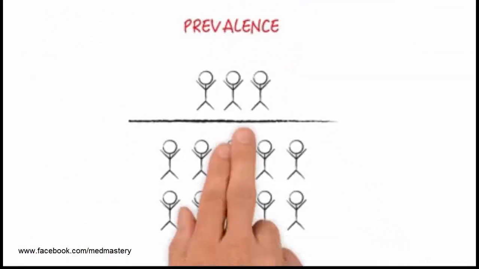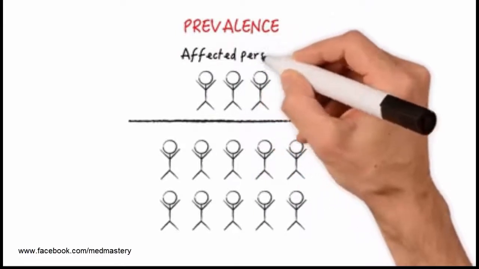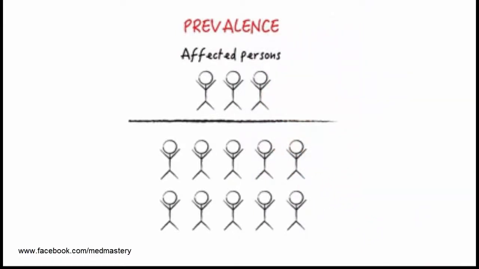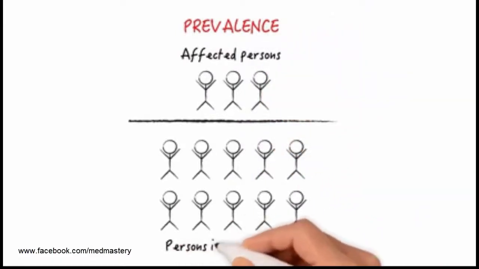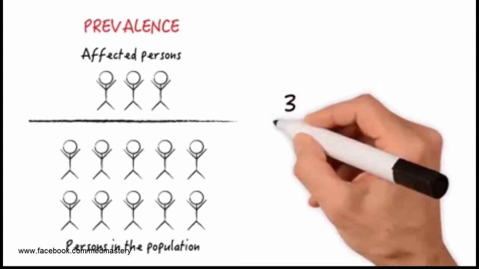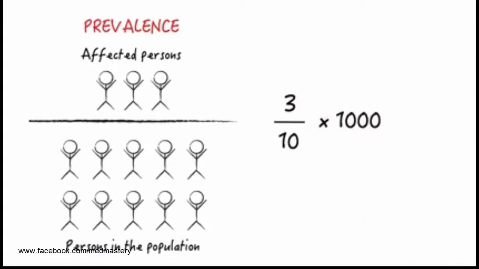Now what about prevalence? Prevalence is defined as the number of affected persons in the population divided by the number of all persons in that population at a specific point in time. So in this fictitious example, it would be 3 divided by 10 times 1,000, which would mean that we have a prevalence of 300 per 1,000 population. And what's the difference between incidence and prevalence?